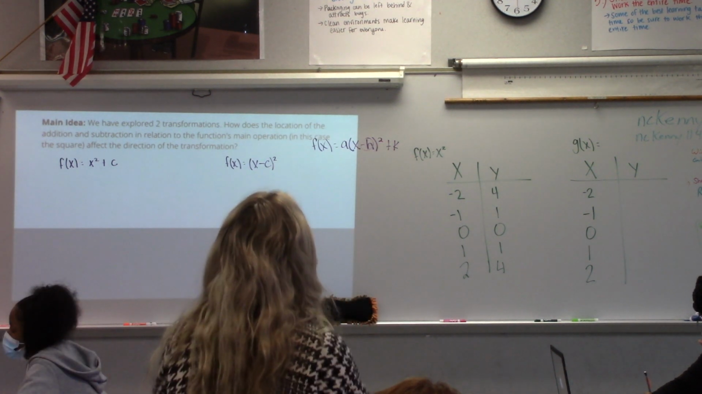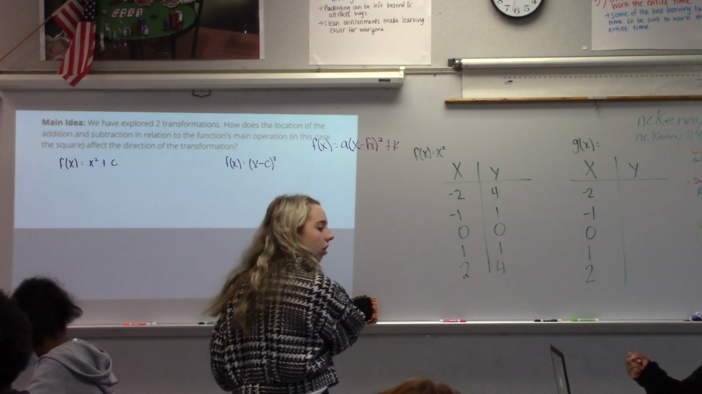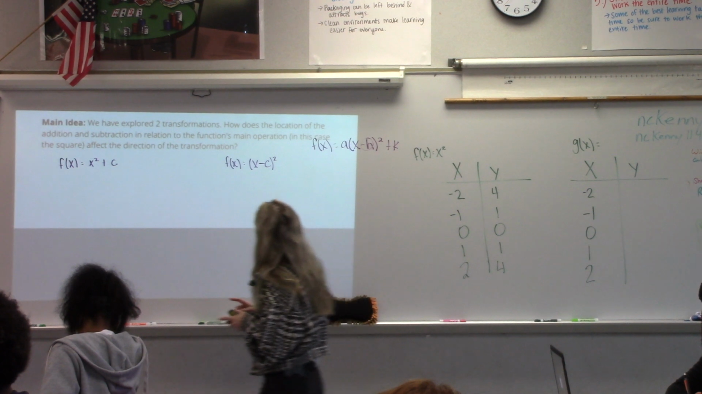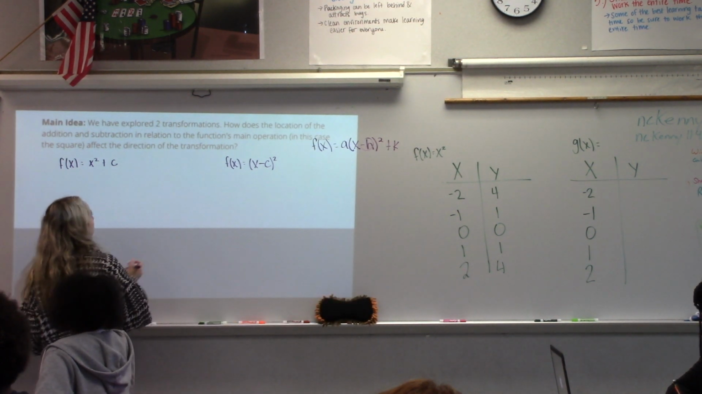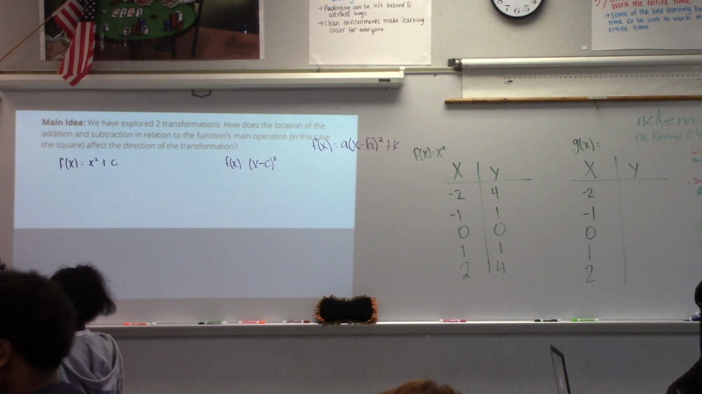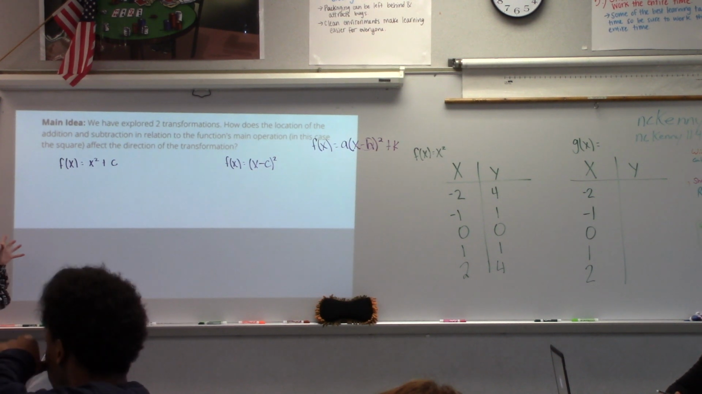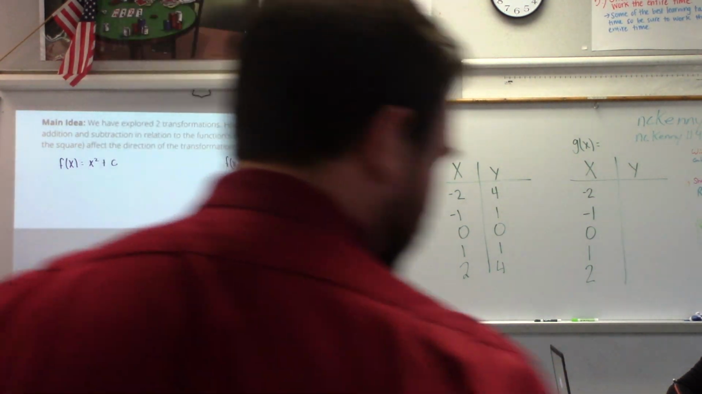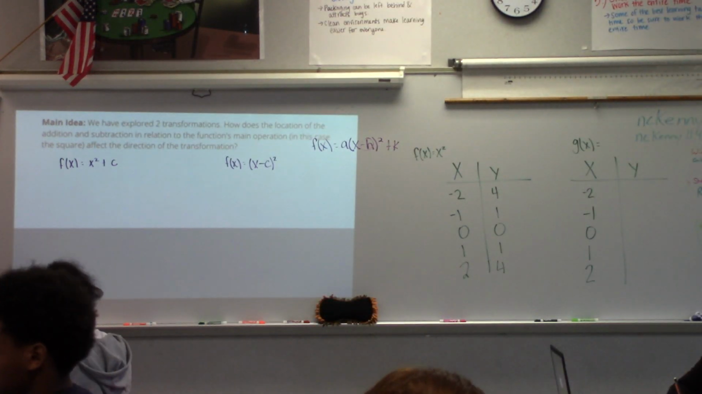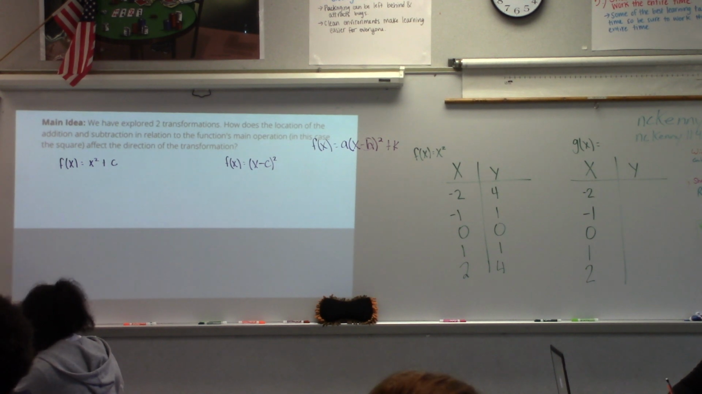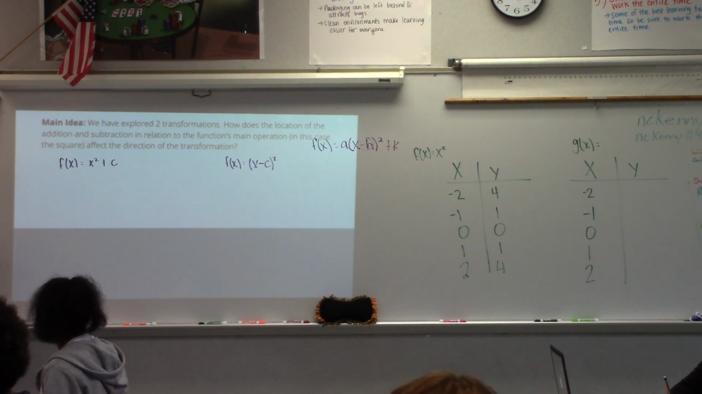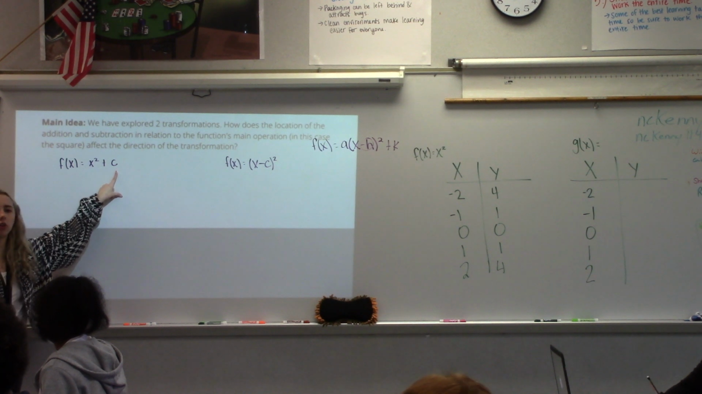Alright guys, let's start talking about this main idea. Vertical and horizontal. So when is it vertical, when is it horizontal? Pay attention, make sure we have our answers right. So I just split this section up into two because, like I said, we're talking about the two cases here. So what happens if the addition or subtraction is on the outside of the function's main operation?